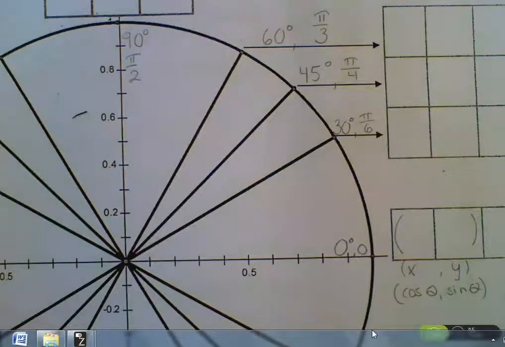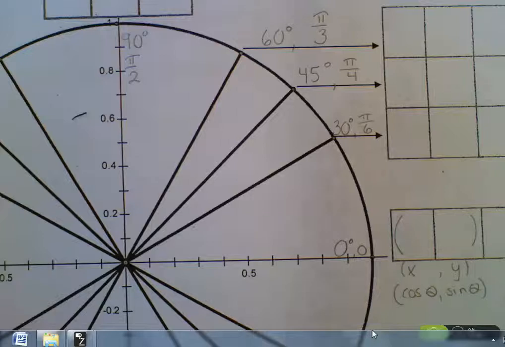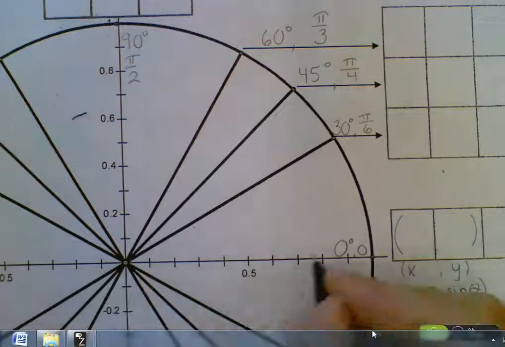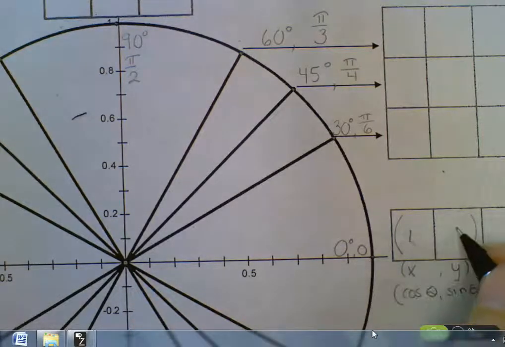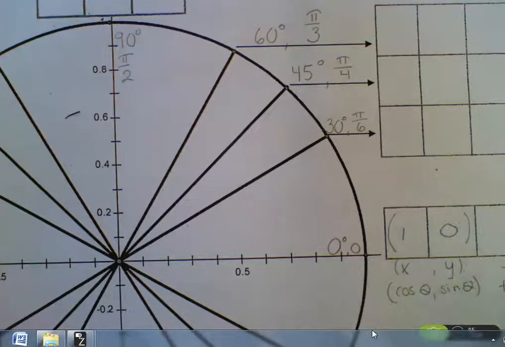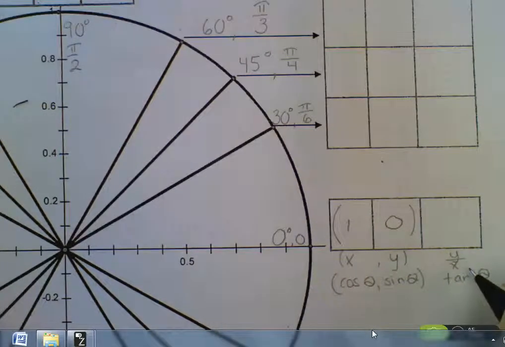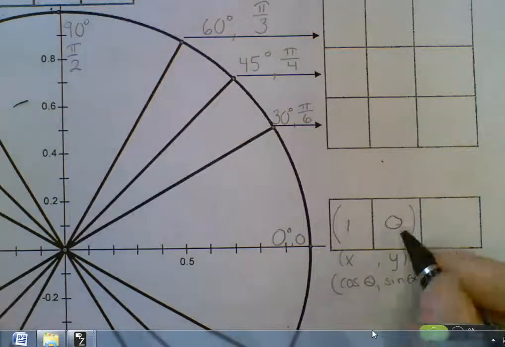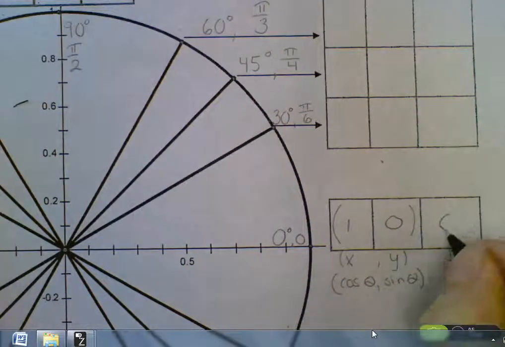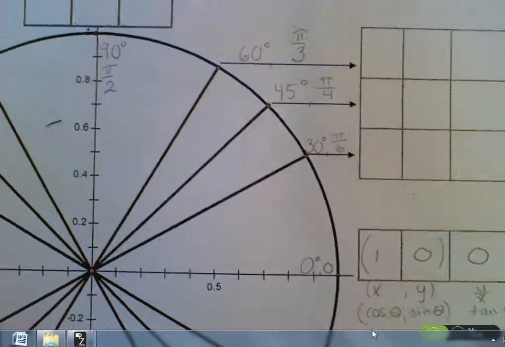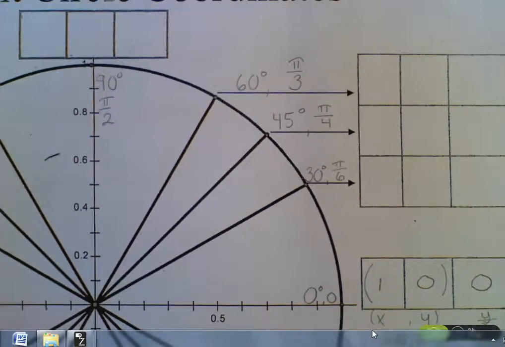Alright, so let's go ahead and fill out the rest of this together. You can see here your x value is 1 and your y value is 0. So if you are finding tangent, it's going to be y over x, so 0 over 1, which just equals 0. So let's go up to the 45 and the pi over 4 first.